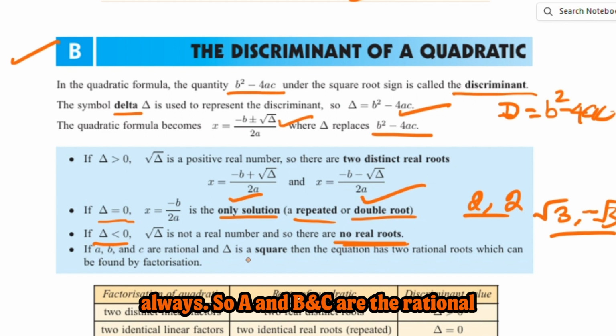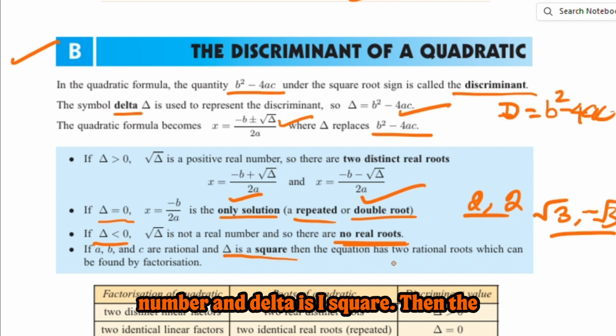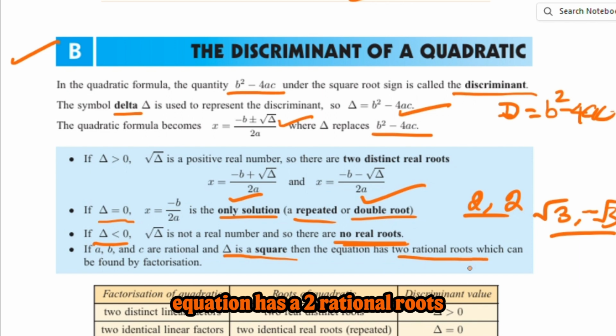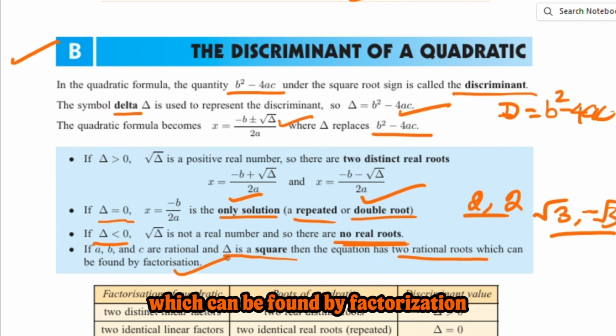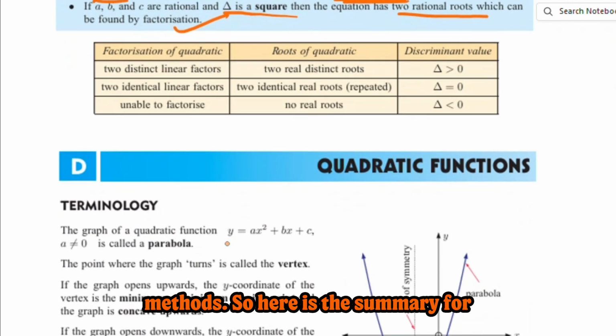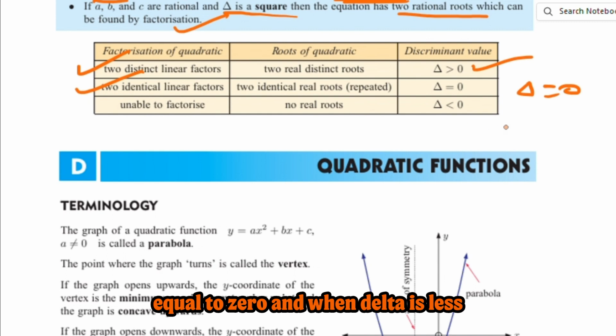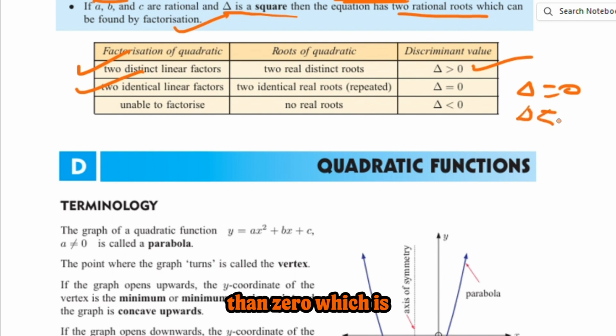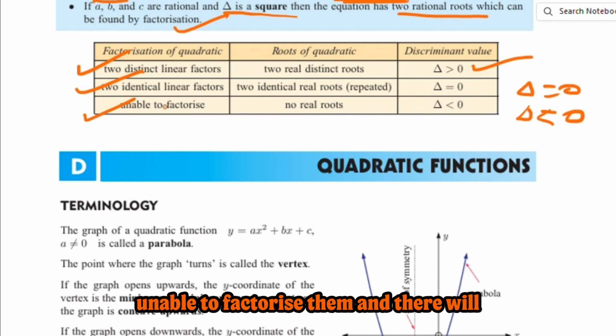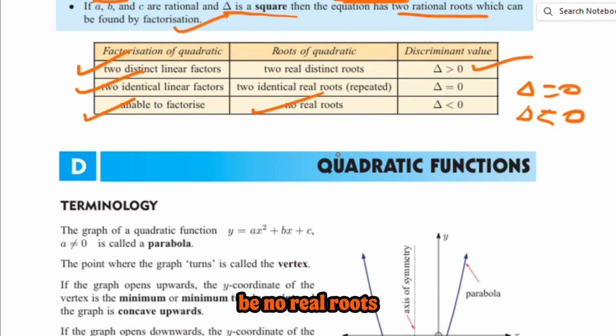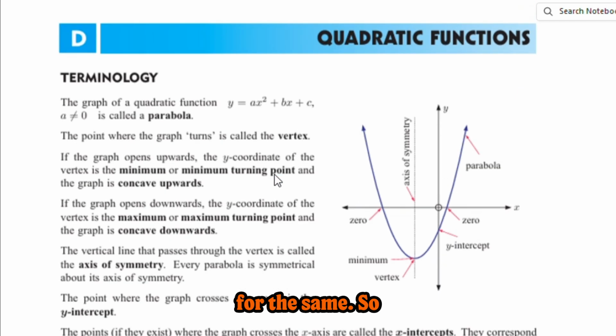If a, b and c are rational numbers and delta is a perfect square, then the equation has two rational roots which can be found by factorization methods. So here is the summary. For factorization into two distinct factors, delta should be positive, more than 0. Two identical linear factors, two identical real roots, occur when delta is equal to 0. And when delta is less than 0, it is unable to be factorized and there are no real roots.